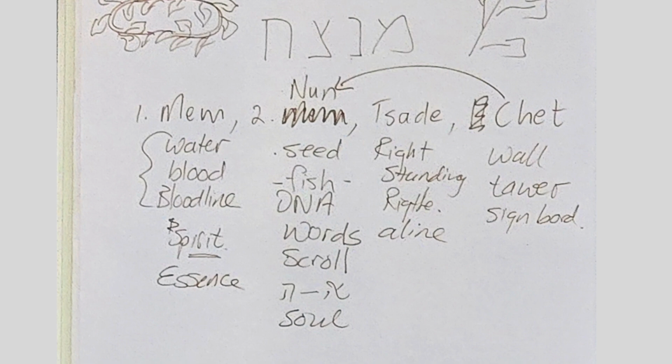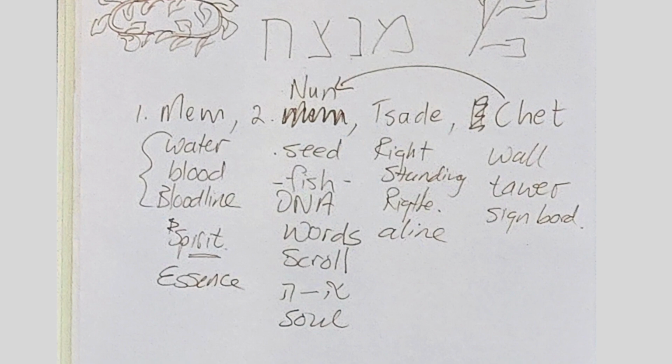This is mem, that means water, or blood, means also a bloodline. Water, blood, or a bloodline. All of this together talks about your spirit. It's part of who you are. It can also refer to your essence, exactly who you are.